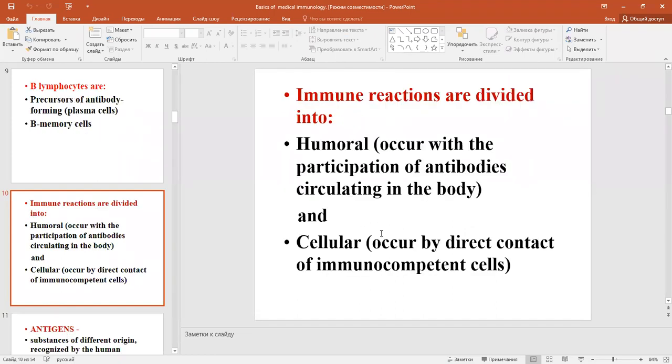Immune reactions are divided into humoral, which occur with the participation of antibodies circulating in the body, mainly in the serum of blood. So humoral immunity and cellular. Cellular immunity occurs by direct contact of immunocompetent cells. Both these immune reactions are important, humoral and cellular.